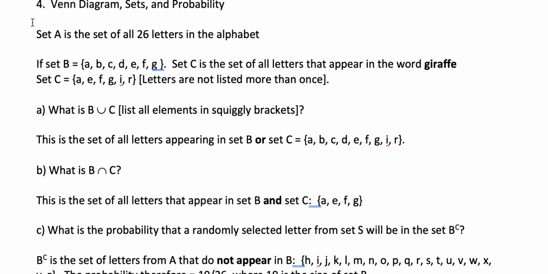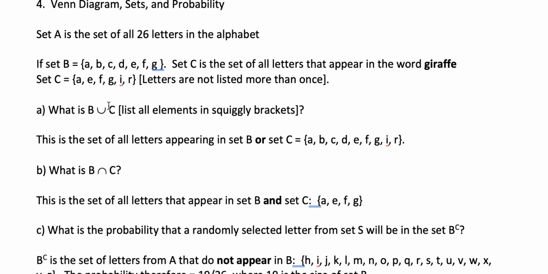Okay, so here we start out with set A, which is the set of all letters in the alphabet. Set B is the letters A, B, C, D, E, F, G, and set C is the set of all letters that appear in the word giraffe. So those would be the letters A, E, F, G, I, R. Notice, again, we only list letters once. We do not list the F twice because it appears twice.